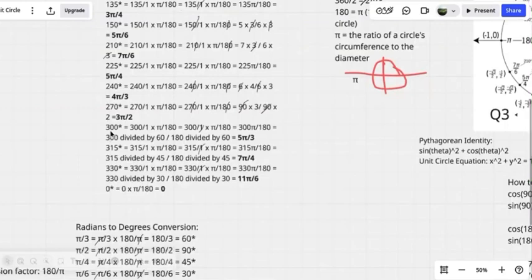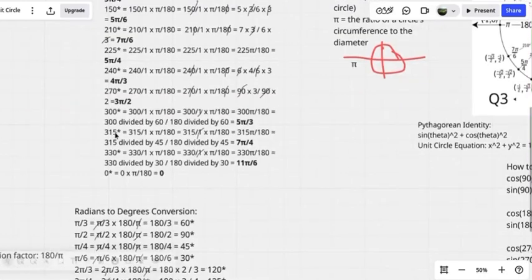Okay, so 300 degrees, to convert this into radians, that's going to be 300 over 1 times our conversion factor here. And then 300 divided by 1, cross cancel the 1, and then you're left with 300 pi over 180. And then you divide 300 by 60 here over 180. And then 180 divided by 60 is 3, so it's 5 pi over 3.